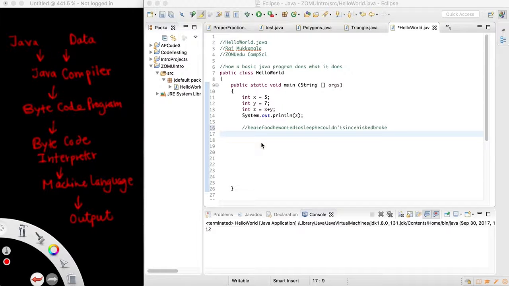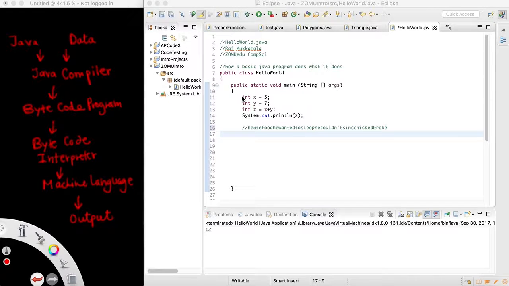So basically on the left side of the screen, I have a flowchart, which goes through all the processes that happen when we write a line of code and we execute it or run the code. So we have 1, 2, 3, 4, 5, and 6 major key steps that occur when we write Java code and we run it. So the first one is Java and data.